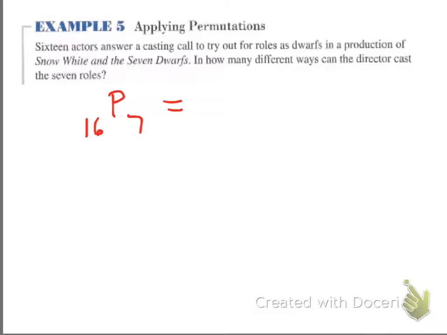So in your calculator you do 16P7 and you get 5,765,600 ways, which is insane. That is an insane number of ways you could get 7 roles out of 16 actors.